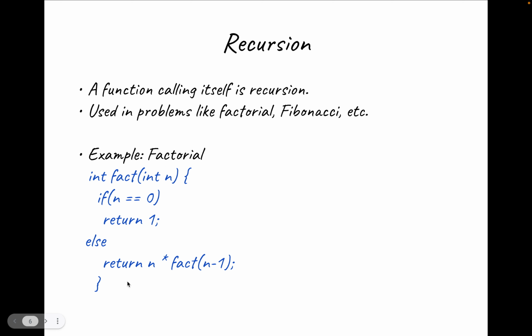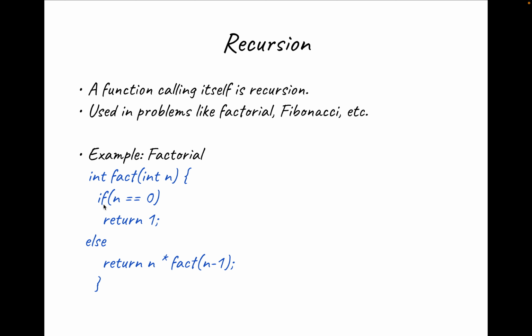Recursion. A function calling itself is recursion, used in problems like factorial, Fibonacci, etc. Example: factorial. Int fact, where int is the data type and return type, fact is the function name, and this is the parameter.